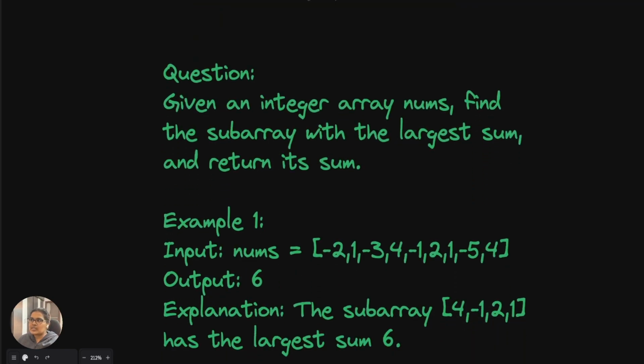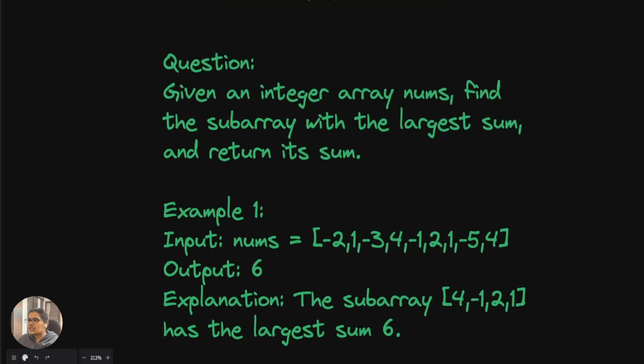So the problem statement says we are given an integer array nums and we have to find the subarray with the largest sum, and we have to return its sum. We don't have to return the subarray, but we have to return its sum. So we are given an integer array. We have to find a subarray with the largest sum and return the sum.